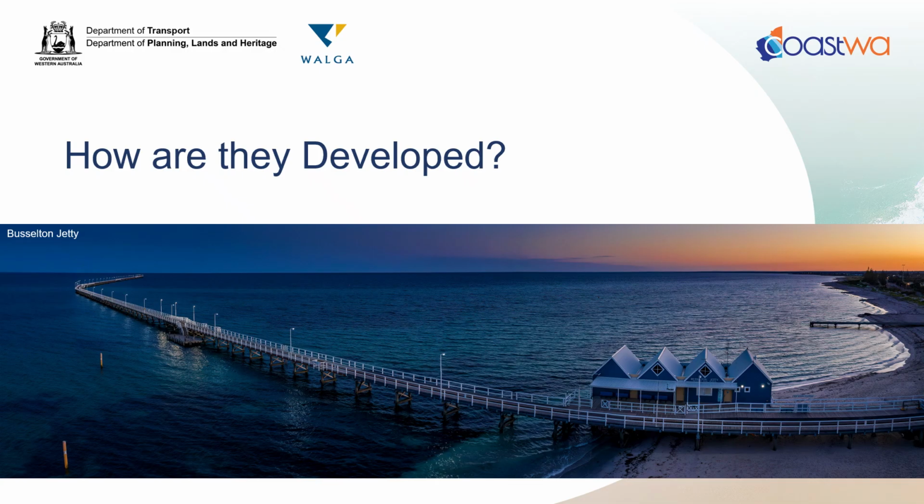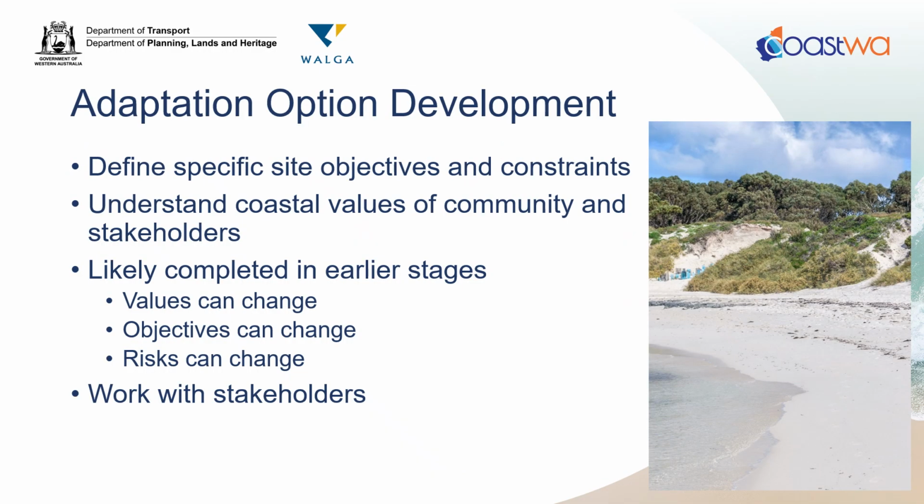We're now going to discuss how these adaptation options are developed. The adaptation options are often developed with specific site objectives and constraints in mind, and these will vary depending on what assets you are attempting to mitigate risks from, what coastal values are critical at your site, and what the site conditions are like. So it really requires a key understanding of the coastal values of the community and stakeholders, which are largely completed in earlier stages of the CHARMAP process.